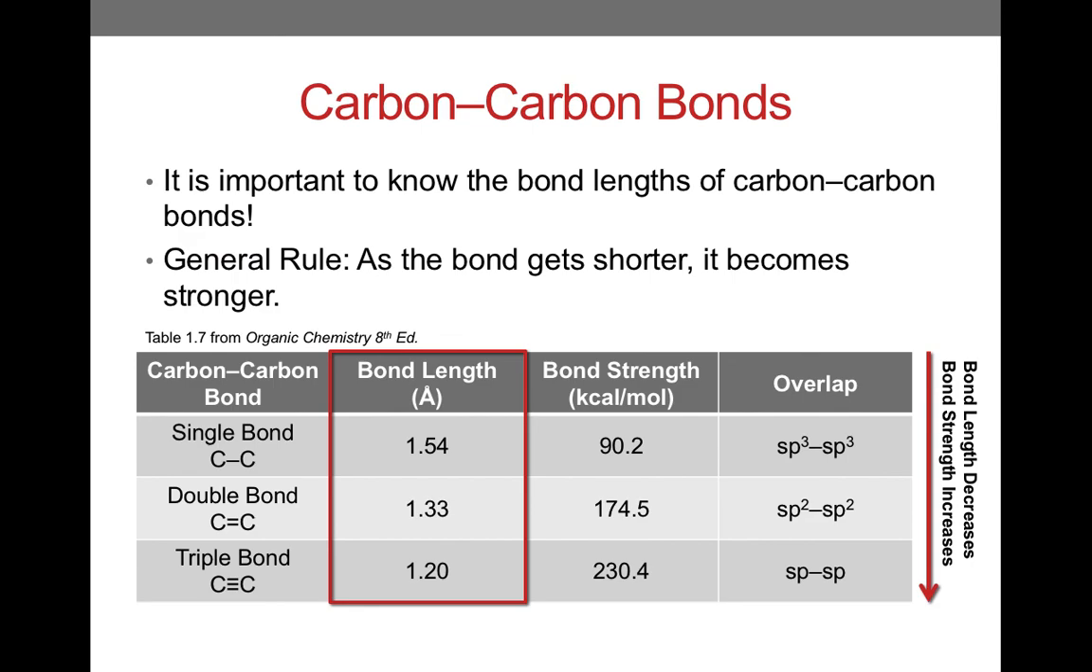To wrap up this lesson, let's have a look at carbon-carbon bond lengths and bond strengths. Generally, shorter bonds are stronger bonds. This means that the carbon-carbon triple bond is stronger than the carbon-carbon single bond.